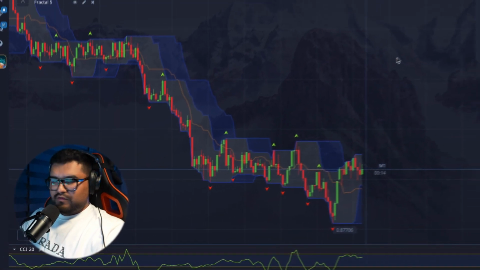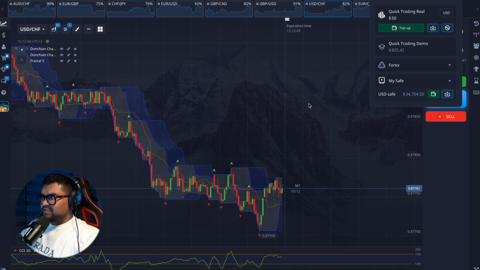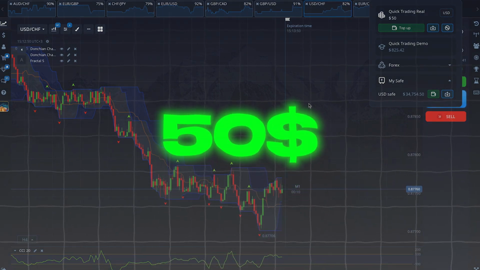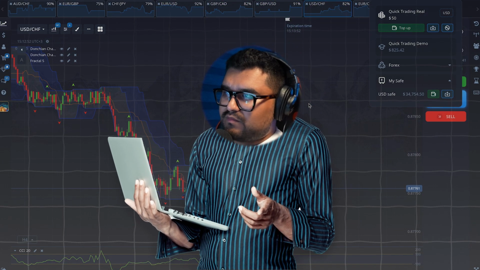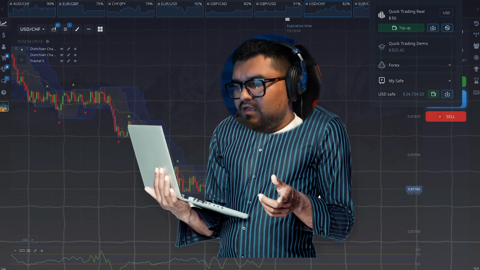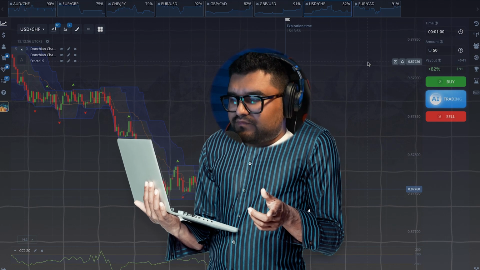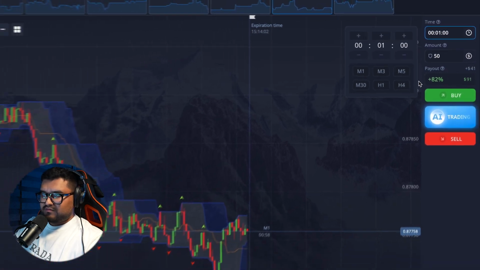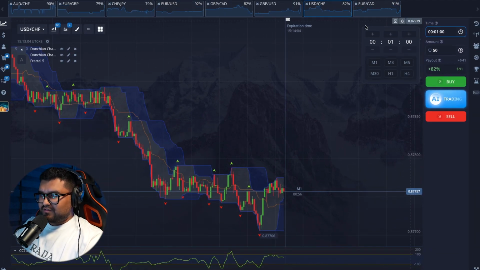Okay, I'm already on the broker, guys, and my balance is $50. And today I'll be opening each trade with the maximum balance amount on 1 minute time frame. You can set the expiration time of your trades in the time tab, right?